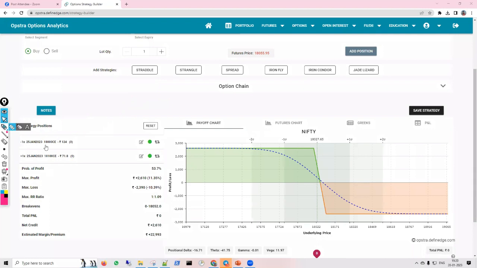Any doubts here? So before initiating the trade, we can check everything, and the biggest advantage here is the margin needed is just 23K, right? So 23K is the margin needed to initiate this particular spread. Now, as long as Nifty is below 18,052, we don't have to worry. We will be in trouble only when Nifty goes above 18,052. Okay, now any queries you have with this particular spread?